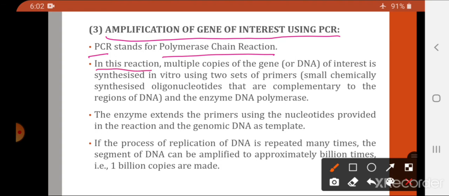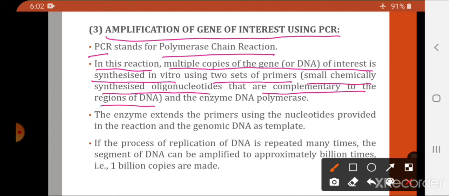In this reaction, multiple copies of gene of interest is synthesized in vitro using two sets of primers, small chemically synthesized oligonucleotides that are complementary to the regions of the DNA, and the enzyme polymerase. Okay. So PCR में क्या करते हैं? We will make the multiple copies of gene of interest. कैसे? In vitro, that is in the laboratory. How it is done? So we will synthesize two sets of primers.